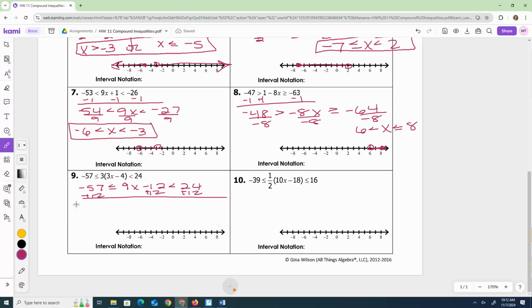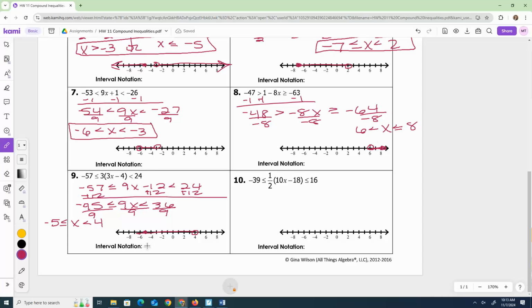So we get -45 less than or equal to 9x less than 36, and then we divide by 9. So we get -5 less than or equal to x less than 4. Open or closed at -5? Closed. And 4? Open. And it's just in between the two.